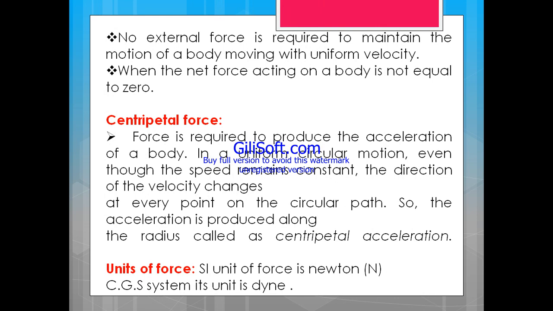Now the next topic, centripetal force. Centripetal force is nothing but the force which is required to produce acceleration of a body. Acceleration is change in velocity by time taken. When a body is at rest, until we apply force, the body won't change. If you apply force, what will happen? Automatically the body's position will get changed.